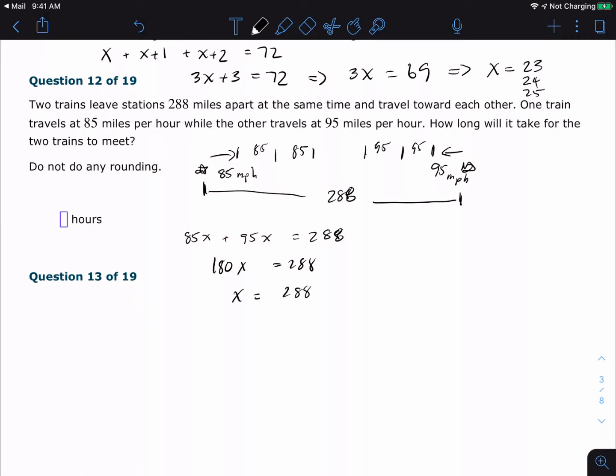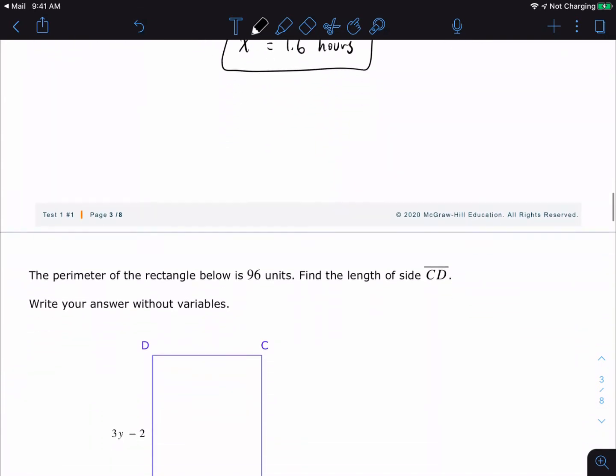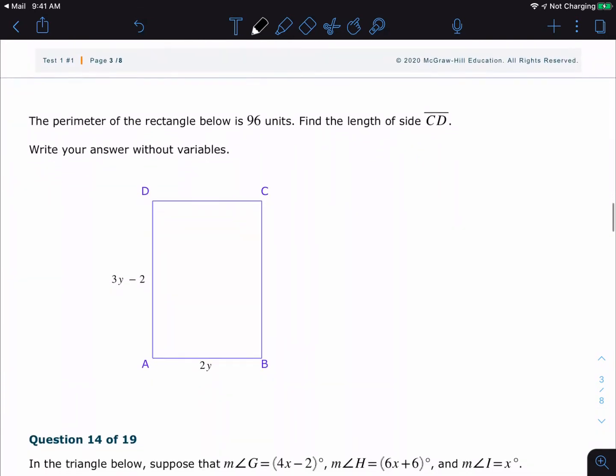So then I'm going to go 288 divided by 180. And that's going to give me that in 1.6 hours, the two trains will meet. But the important piece for this problem was drawing the picture, because the picture ends up helping me understand what's happening in the problem. So my advice when doing these types of problems is to come up with a picture, okay? All right, our next problem is talking about the perimeter.